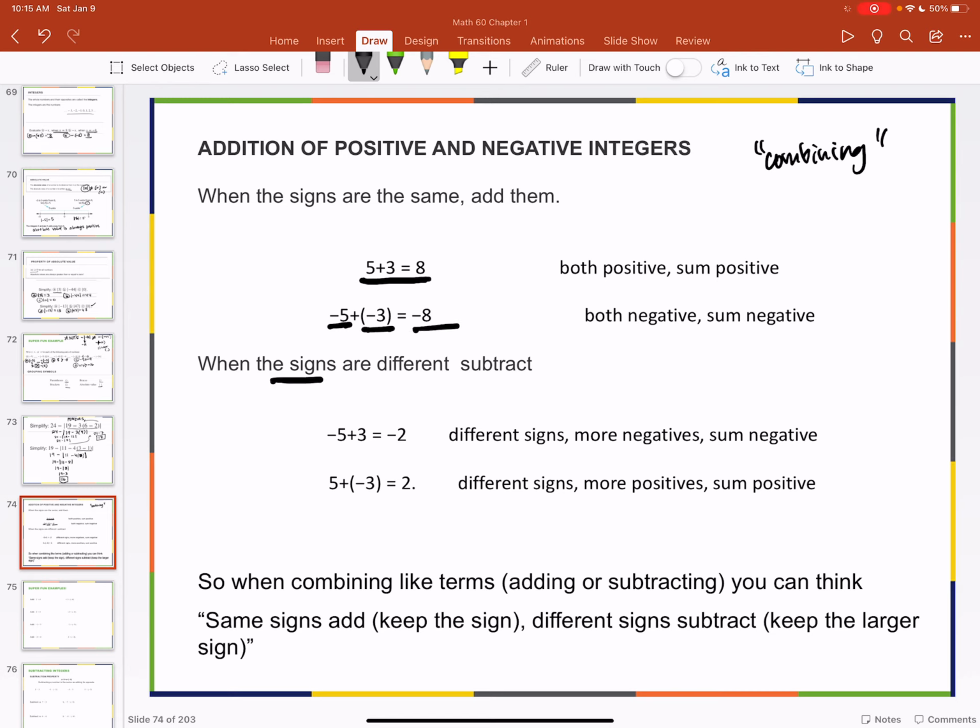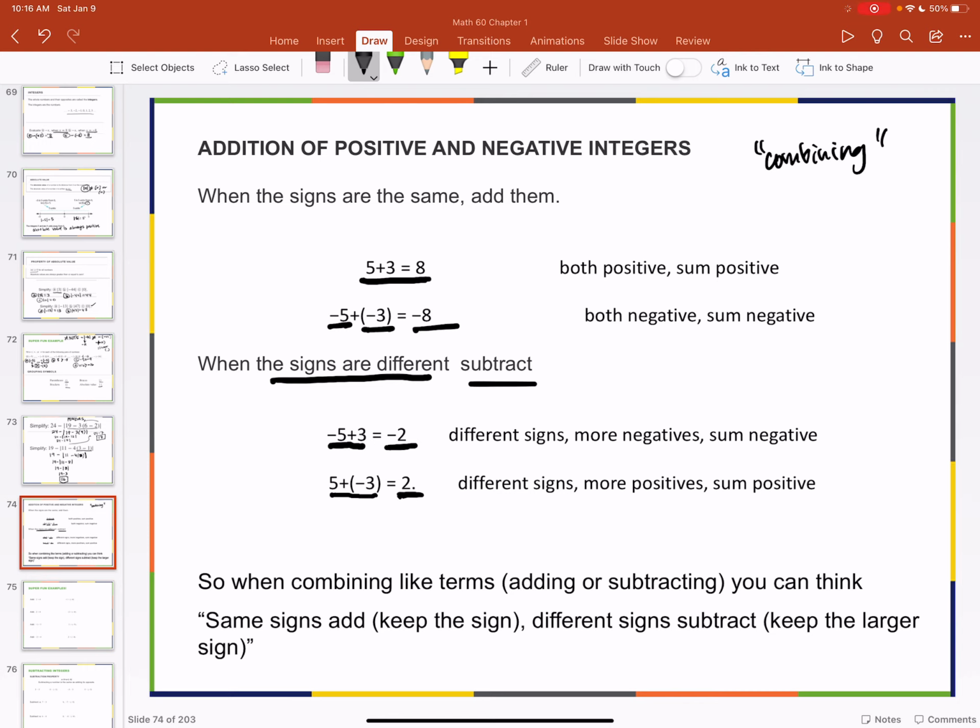Now, when the signs are different, we subtract, okay? This is more like combining. So negative 5 plus 3, we're going to subtract 5 and 3, but then the larger sign is 5, right? So that's going to be negative 2, which makes sense because if you have negative 5 in your bank account and you add $3, you're going to get negative 2, okay? So here we go, 5 plus a negative 3, that's different signs. So we're going to subtract. The positive is higher, so we keep the positive, okay?